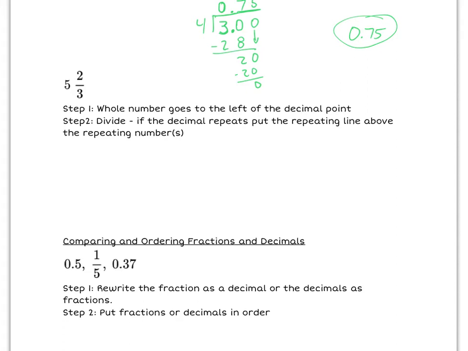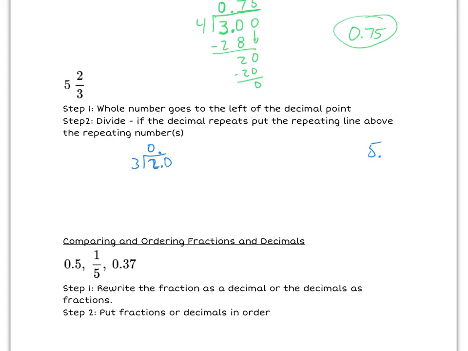The next one, we're going to take a mixed number and make it a decimal. So the whole number, the big number here, goes to the left of your decimal place. So in our answer, we're going to have 5 point something. Now we're just going to look at the fraction, and we're going to do 2 divided by 3. Does 3 fit into 2? No, so put a 0 there.